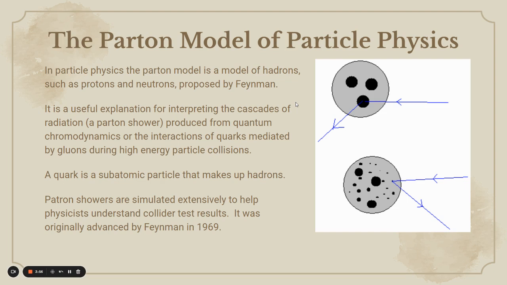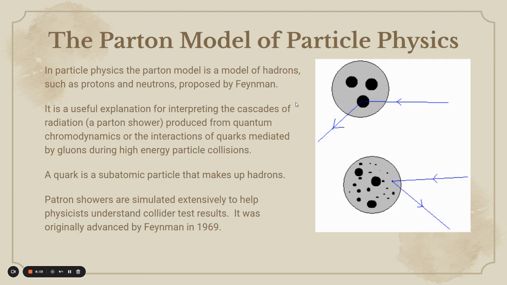Feynman also worked with the Parton model of particle physics. In particle physics, the Parton model is a model of hadrons, such as protons and neutrons, and it was proposed by Feynman. It is a useful explanation for interpreting the cascades of radiation, which is called a Parton shower, produced from quantum chromodynamics, or the interactions of quarks mediated by gluons during a high-energy particle collision.